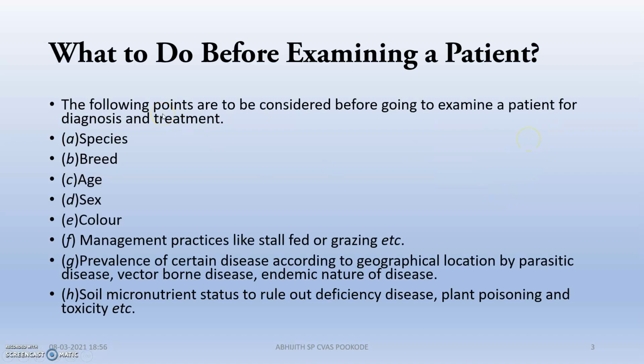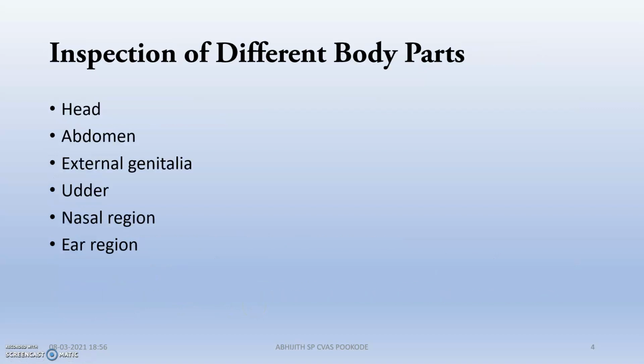So what to do before examining a patient? Before you are going to examine a patient for the diagnosis and treatment, you should find which species it is, breed, age, sex, color, management practices like stall feeding, grazing, etc., prevalence of certain disease according to the geographic location by parasitic disease or vector-borne disease, etc., soil micronutrient status to rule out the deficiency disease, plant poisoning, and toxicity, etc.